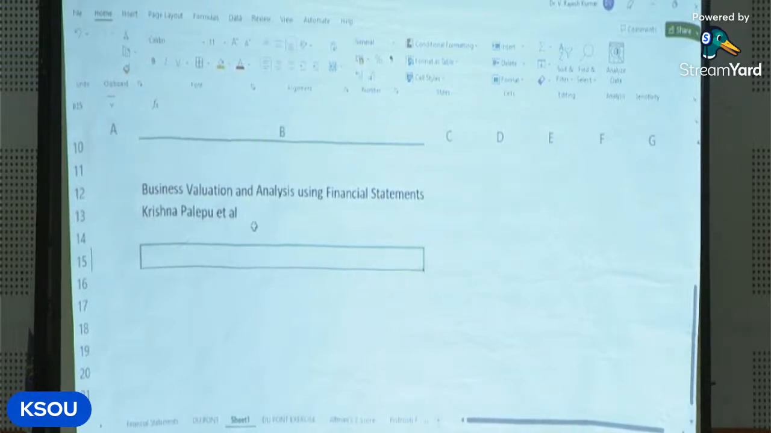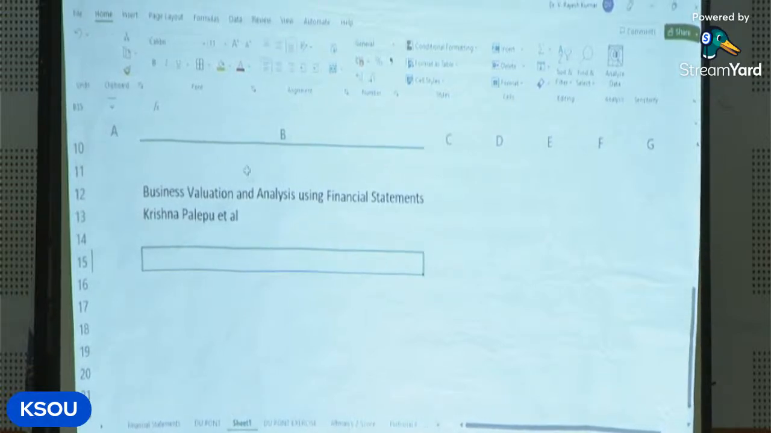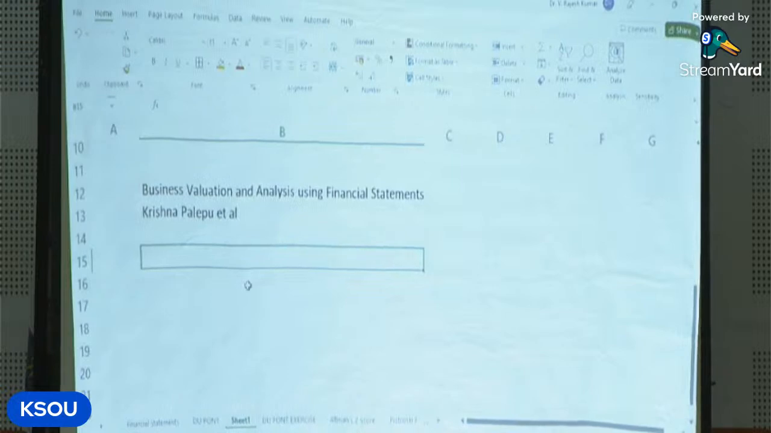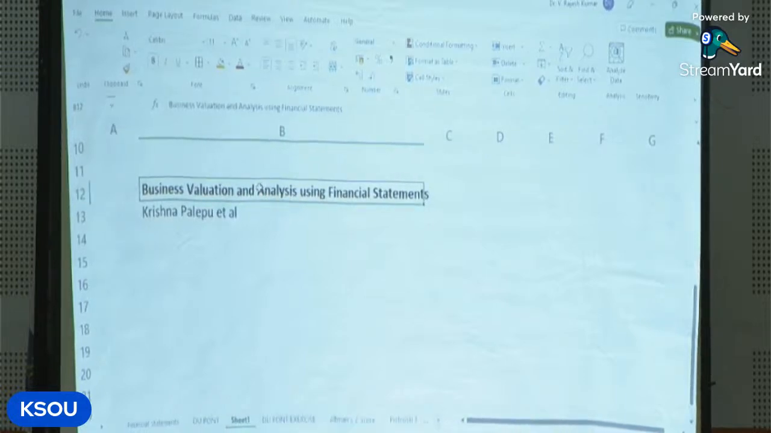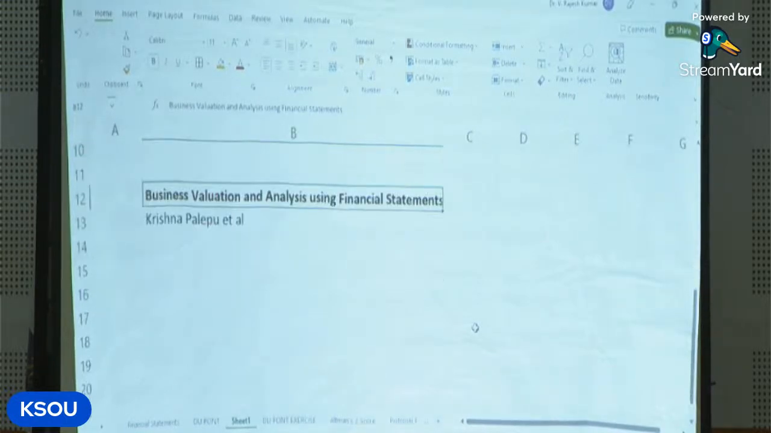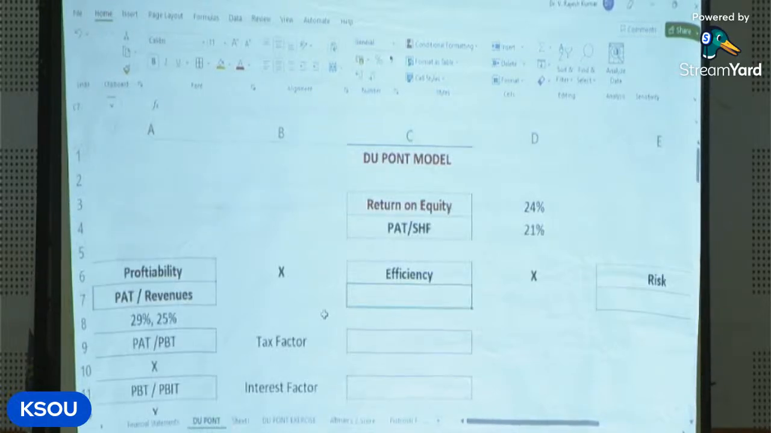But how many books actually give these tricks? So simple, but we are not exposed to them because we don't have the right references. But please make a point: Indian editions are available, not very expensive, I guess. A library copy should not be difficult, and it will be very useful. Business Valuation and Analysis Using Financial Statements. Okay.